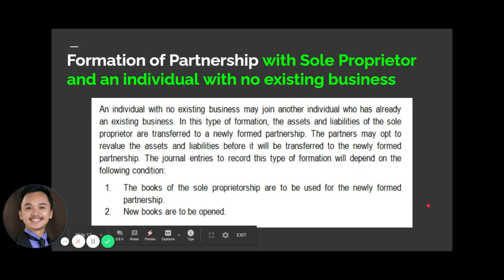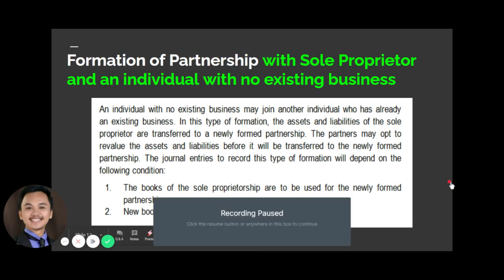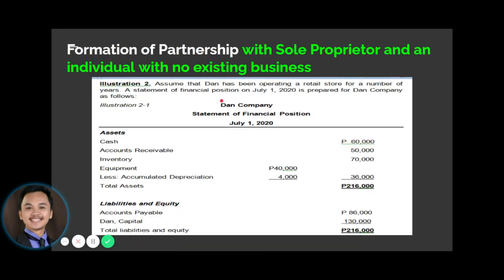Okay, for example, assume that Dan has been operating a retail store for a number of years. A statement of financial position on July 1, 2020 is prepared for Dan Company. So this is the financial position of Dan Company. It has total assets of 216,000 and total liabilities and equity of 216,000.